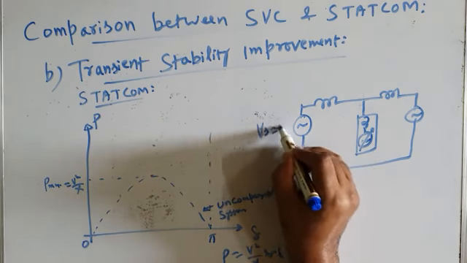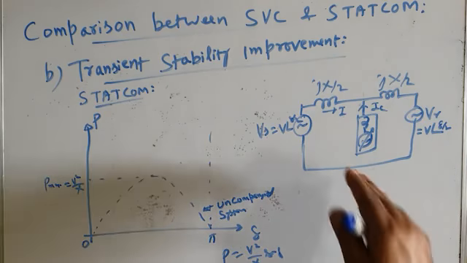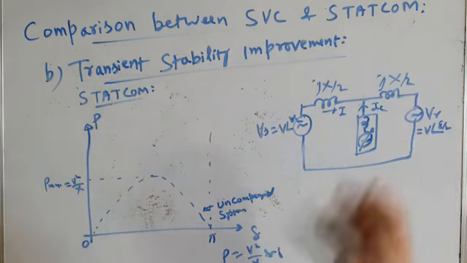Now when the STATCOM is connected in the middle of the transmission line, it provides reactive power compensation by providing the required reactive power, and the characteristics get modified like this.